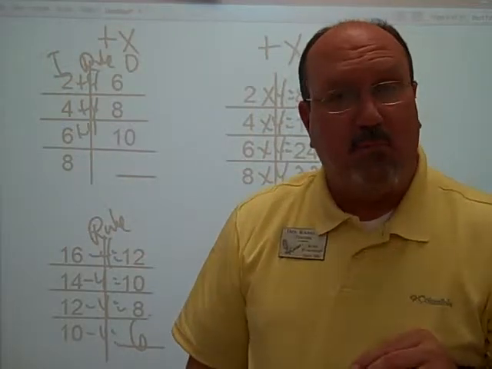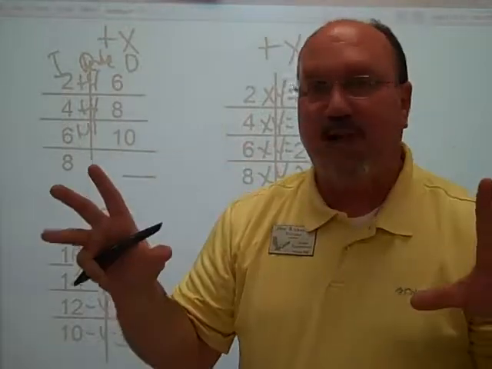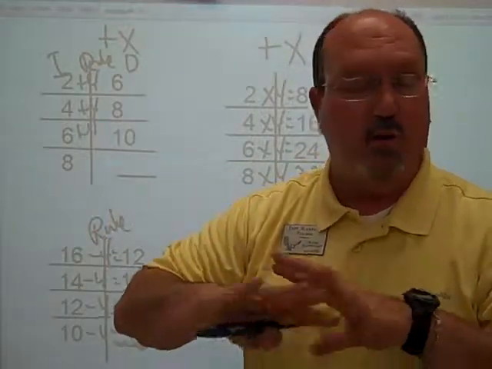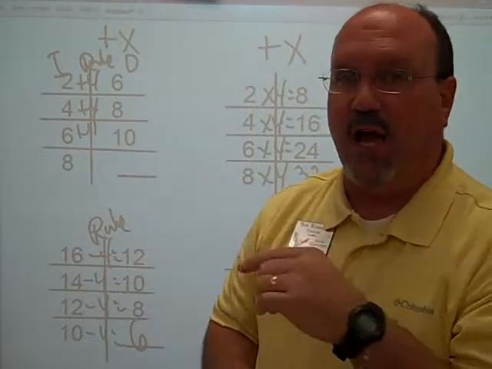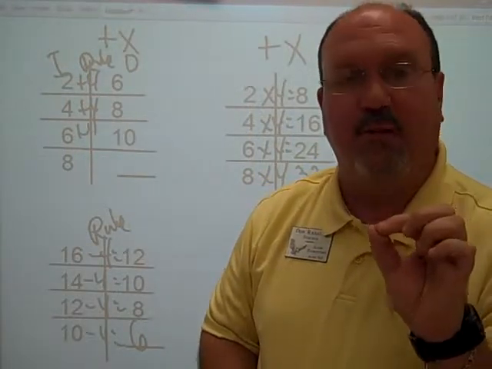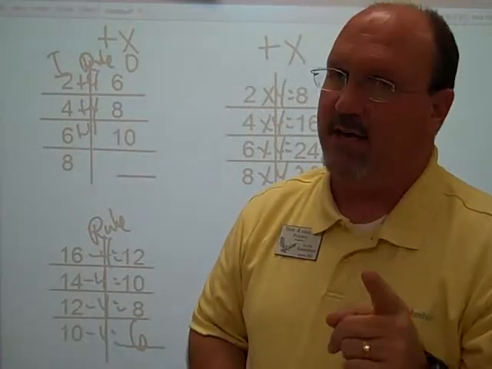That is input-output problems. It's a table. It doesn't matter if it's a machine, if it's a graphic, if it's got arrows, if it's got wings. It really doesn't matter. If the number gets larger from left to right, add or multiply to find the rule. If the number gets smaller, subtract or divide to find the rule.